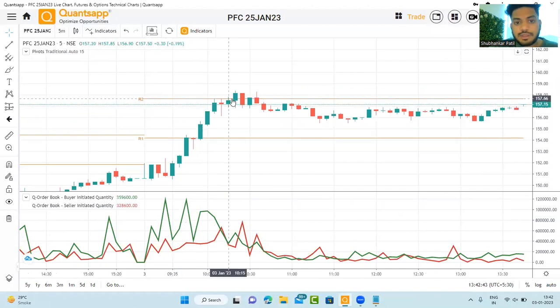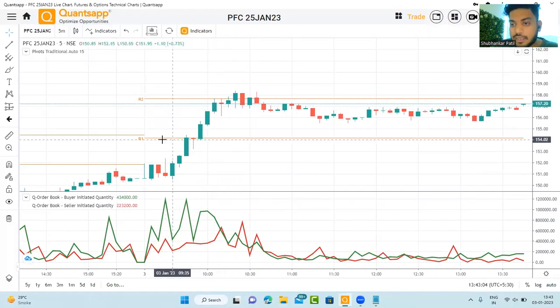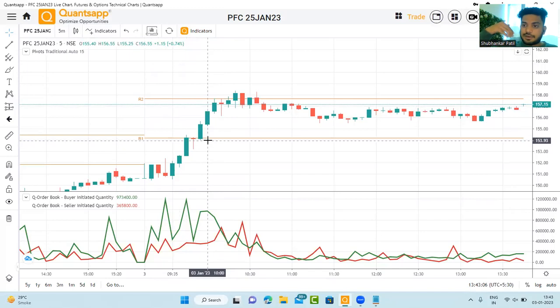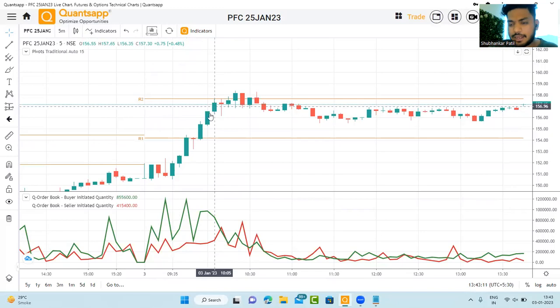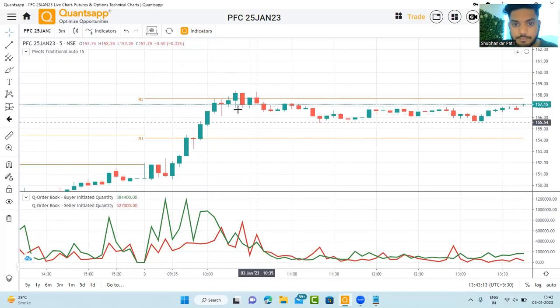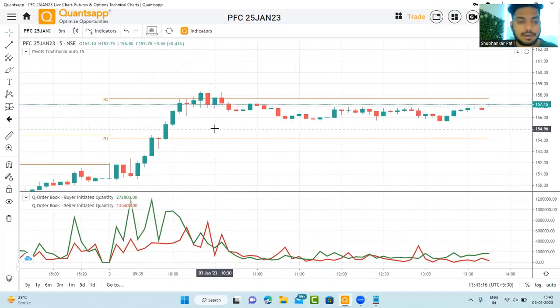So don't wait for this exact level to get triggered and only then exit. Even before that, if you get a swift move, let's say 75% of this target is achieved, even at that point you can consider booking at least your partial profit, right? Book your partial profits and then revise your stop loss to the entry that you have made, right? So booking partial profits is also important even in intraday trading.